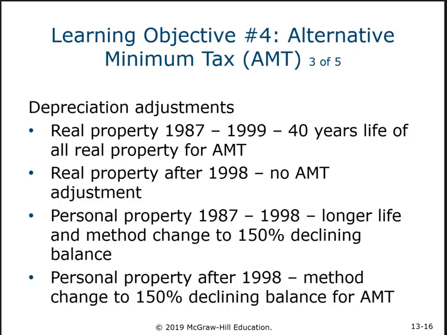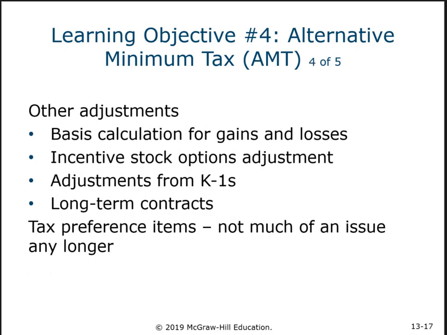So for instance, real property after 1998, there's no AMT adjustment. You may still have property from before that, given the fact that you depreciate real estate for a long, long time. And then personal property, there is some difference, but again, not as big as it used to be. So this usually means that your depreciation is lower if you're using regular depreciation for AMT purposes than it is for regular tax, which means you're going to have a higher income for calculating alternative minimum taxable income.